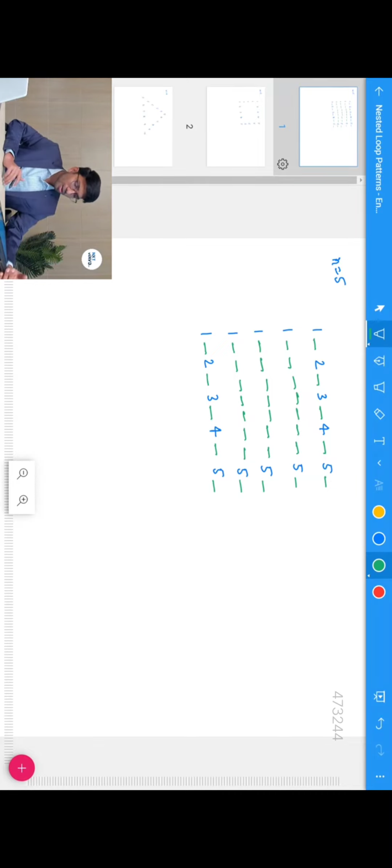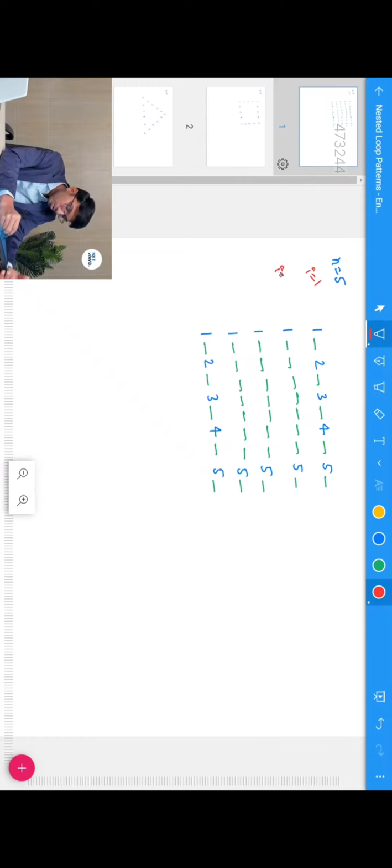Now what is happening? How many rows are there first? This is row number 1, I equal to 1. That is my first row. I can start from I equal to 0 or I equal to 1, but I'll start from I equal to 1. So this is I equal to 2, I equal to 3, this is I equal to 4, and this is I equal to 5.